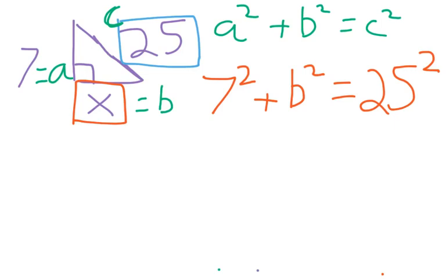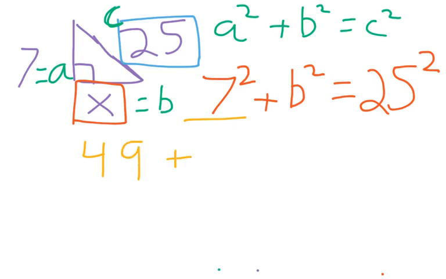So just like if I was trying to find side C instead of side B, I'm going to go ahead and square these, or multiply them by itself. So what is 7 squared, or 7 times itself? 49.